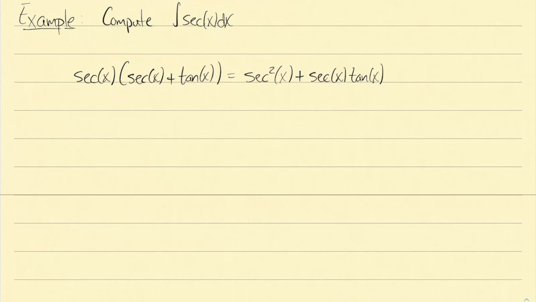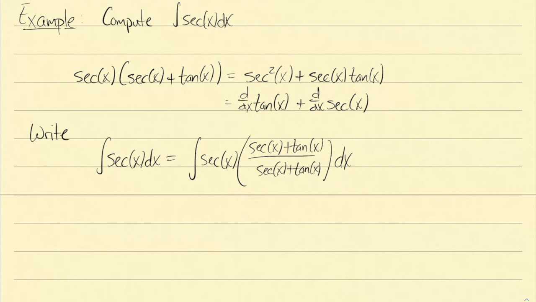So we make a rather strange observation. That observation is if I take secant of x and I multiply it by secant x plus tan x, I get secant squared plus secant x tan x. One can recognize that secant squared is the derivative of tangent, while secant x tan x is the derivative of secant. So with this rather bizarre observation in hand, one can make the substitution u equal to secant x plus tan x by multiplying and dividing secant x by secant x plus tan x.